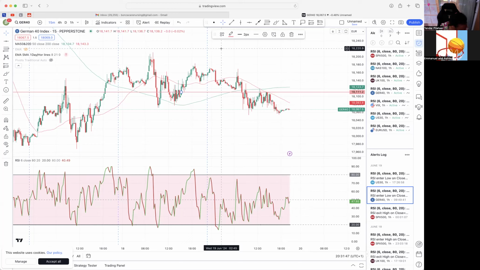For the scalping method, do you also use the RSI, like overbought and oversold? No. For this strategy, for the scalping, we are learning scalping at the moment.